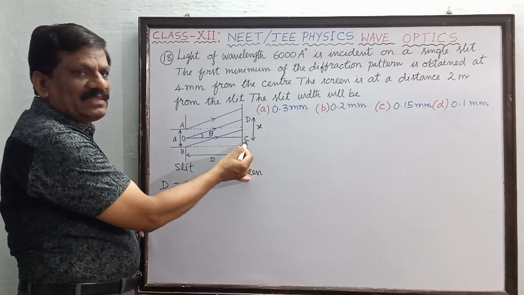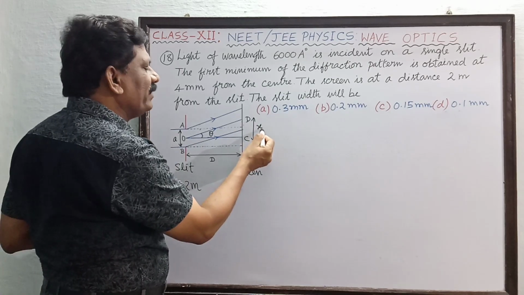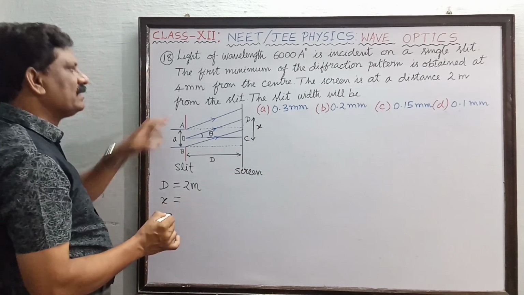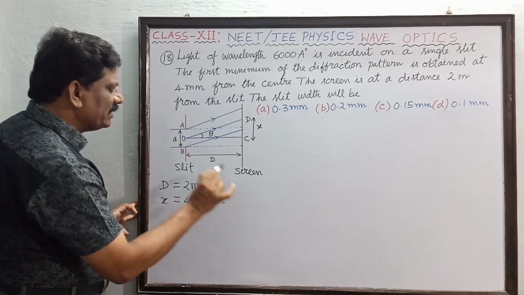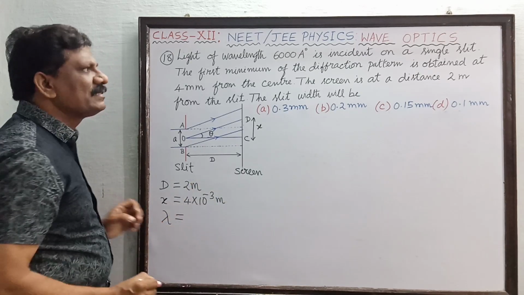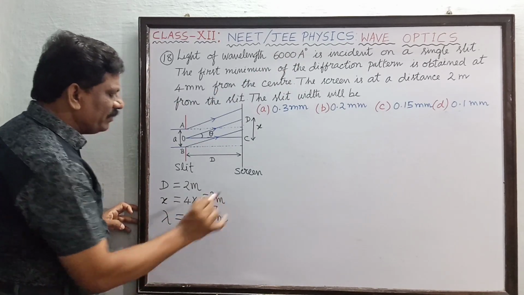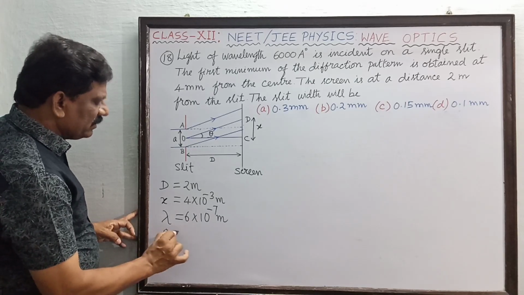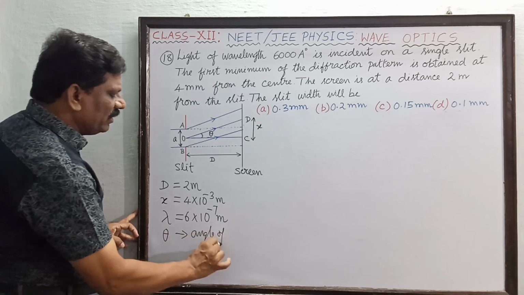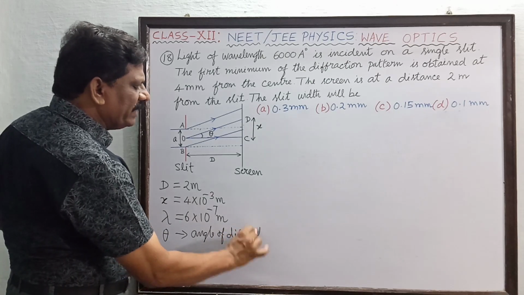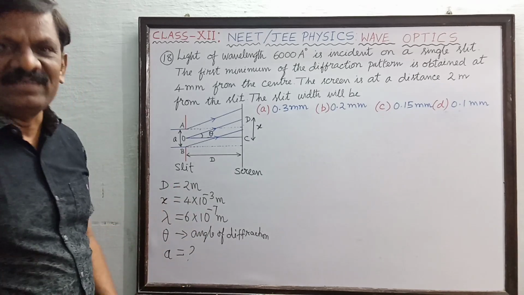Then C is the center of the screen. From the center of the screen, D is the point at which the first minima is obtained at a distance of x. So the first minimum is obtained at a distance of 4 millimeter, so x is equal to 4 into 10 power minus 3 meter. The wavelength of light used is 6000 angstrom unit, which can be written as 6 into 10 power minus 7 meter. And theta is the angle of diffraction, that is the angle of bending. So here a is the slit width that has to be determined.